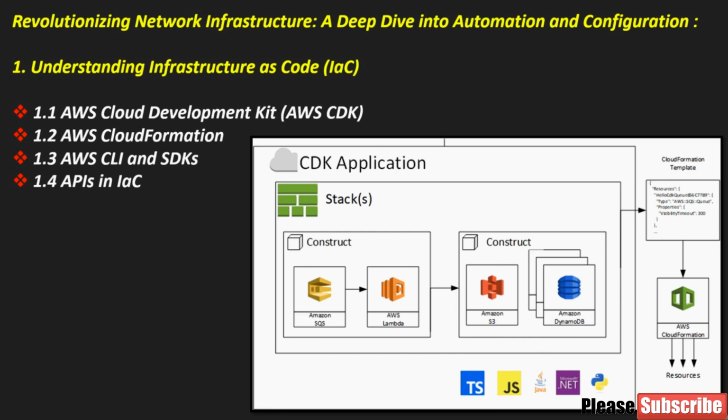The first point we need to talk about is understanding infrastructure as code, IaC. Infrastructure as code is a paradigm shift that allows developers and operations teams to manage and provision infrastructure through code rather than through manual processes. And this not only increases efficiency but also ensures consistency and repeatability in infrastructure deployment.